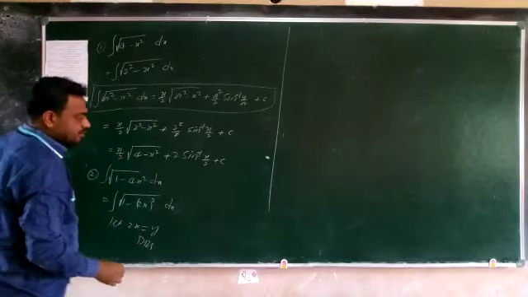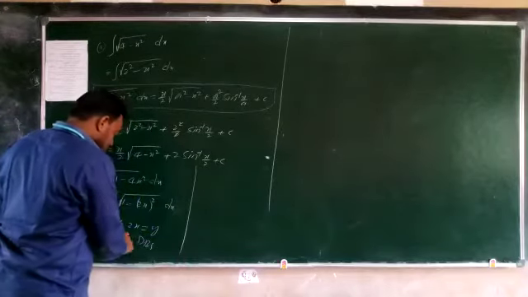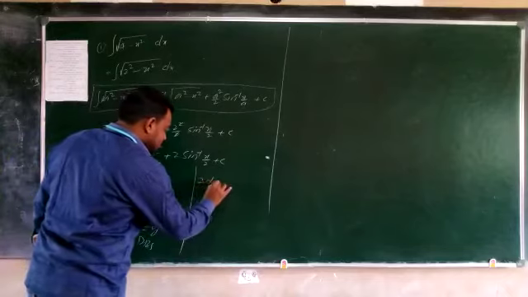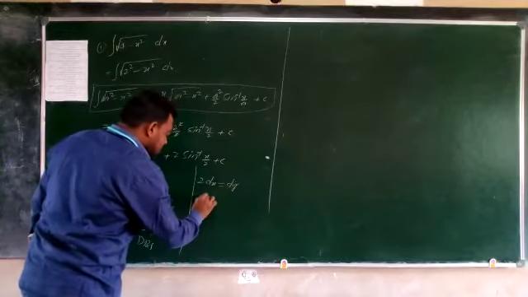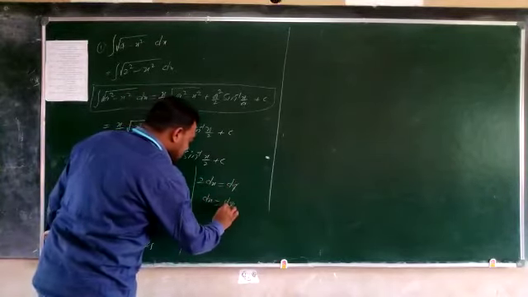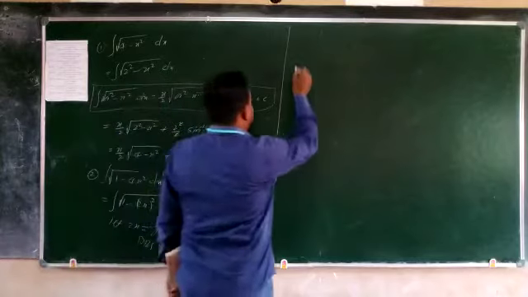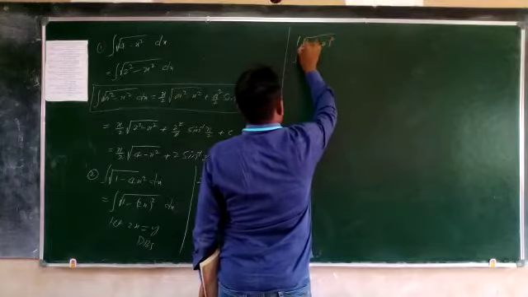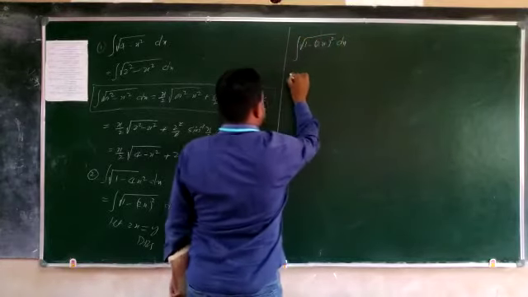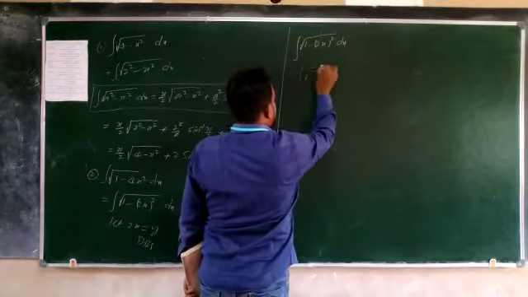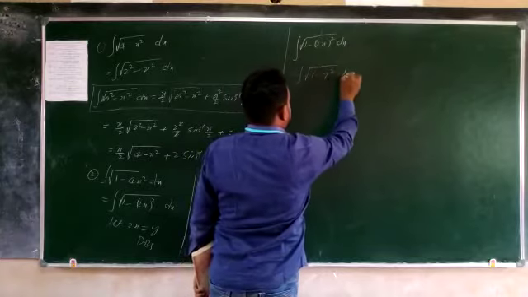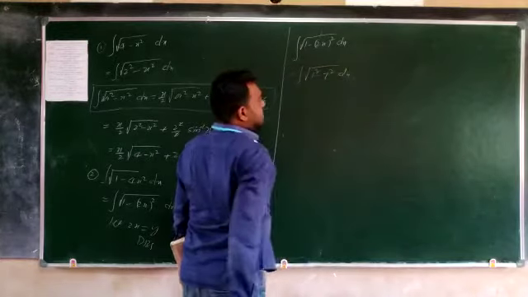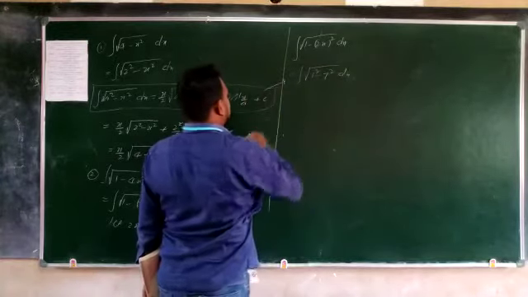Taking the derivative on both sides, what are we getting? 2 into the derivative of x is dx, the derivative of y is dy. So dx is equal to dy by 2. Now the integration of square root of 1 minus 2x whole square into dx is equal to the integration of square root of 1 minus y square. 1 is equal to 1 square, so use the same formula.